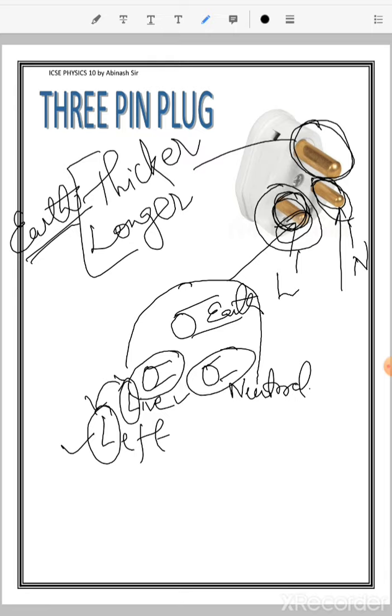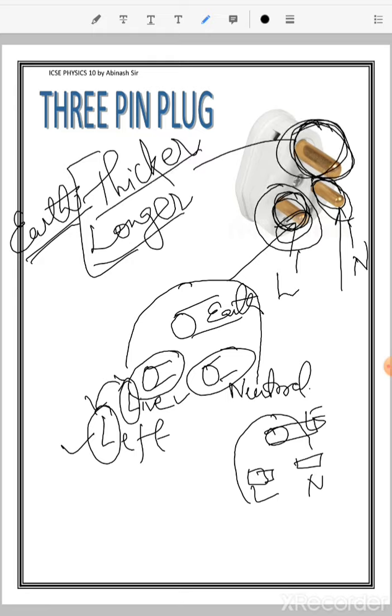This is how the question will come in the ICSE examination. You will get a picture of a plug and you are asked to label it: this is live, neutral and the earth. Is that okay? Another important question that comes with respect to this plug is why the earth pin is made thicker and longer. Two questions are asked in the same question. Why is the earth pin thicker and longer? Why is it thick and why is it long?